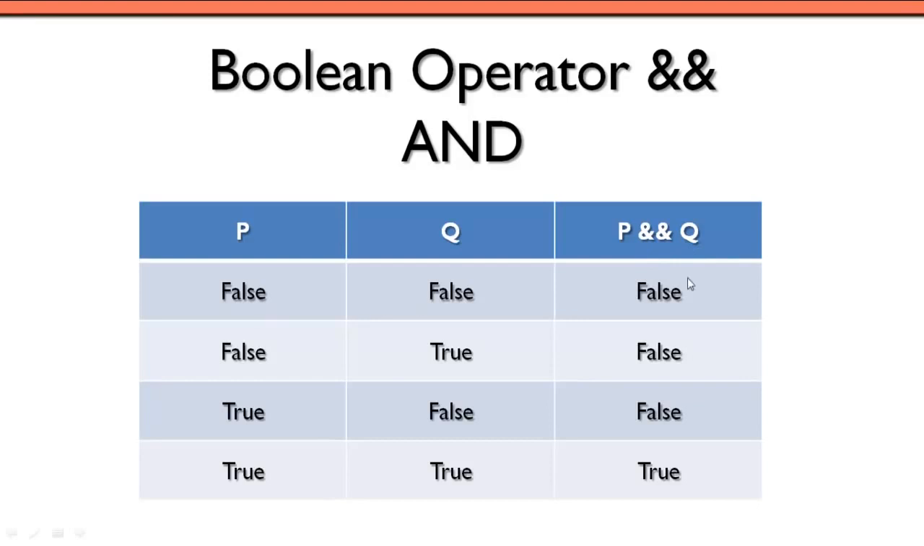So we have false and false results in a false, false and true results in a false, true and false results in a false, and then finally true and true results in a true. So maybe an example that we could think of is testing to see if someone could vote in the United States based off of their age and based off of whether they're a U.S. citizen or not. So maybe allowing P to be their age and Q to be their citizenship.